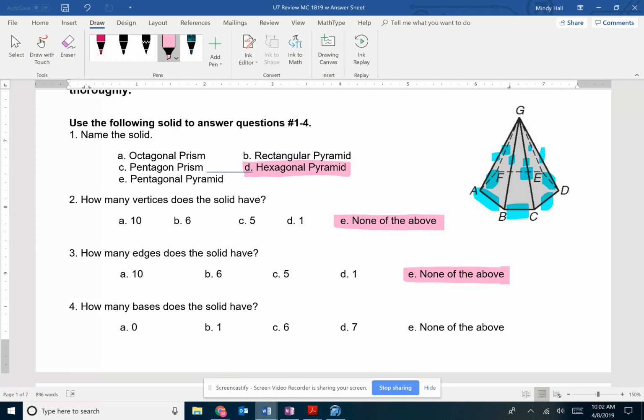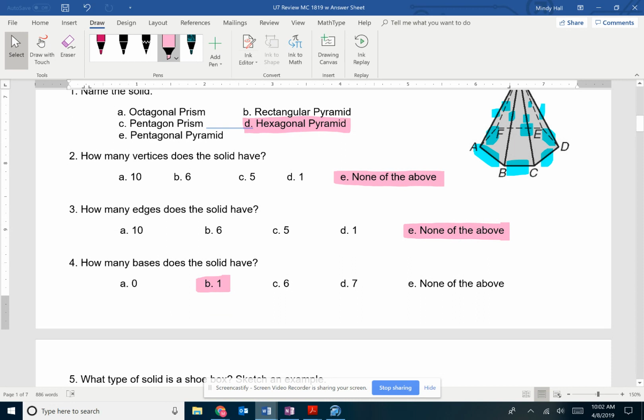And then how many bases does the solid have? We just have one main base because that's how we named it. And again, that base is that hexagon.